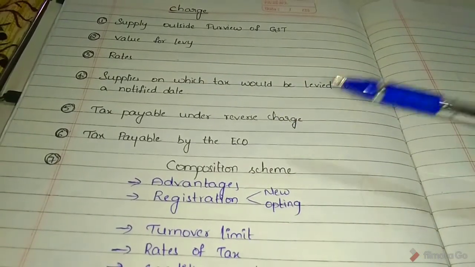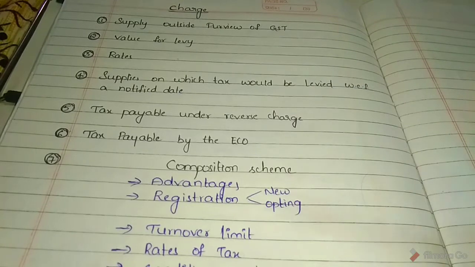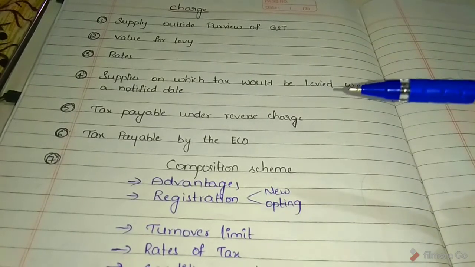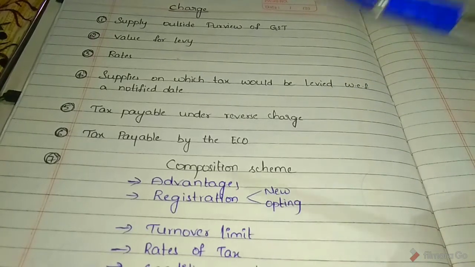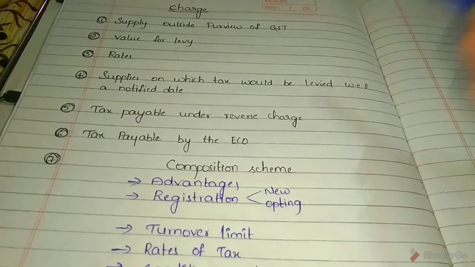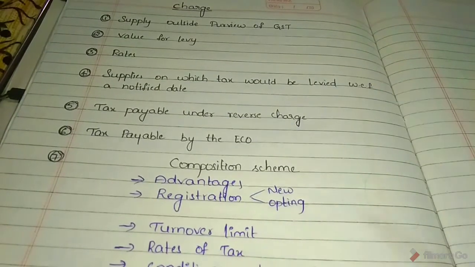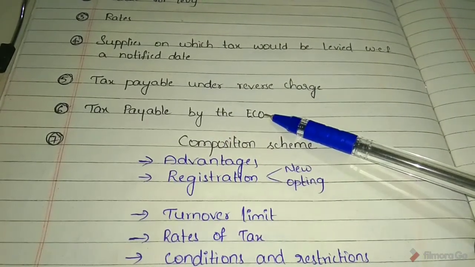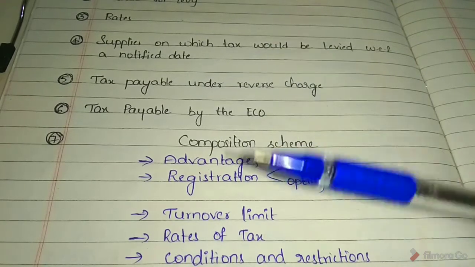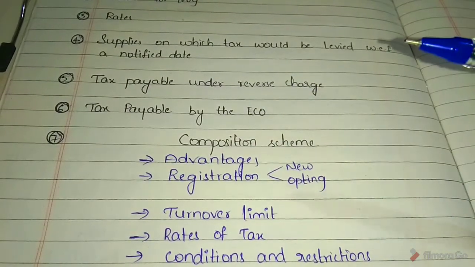Tax payable under reverse charge. See here, supply of goods or services or both notified by the government. Specified categories of goods or services or both supplied by an unregistered supplier to a specified class of registered person under reverse charge. Okay. And next, tax payable by the ECO, e-commerce operator. See here, the government notifies specific categories of services on which tax is payable by the e-commerce operator. Okay.